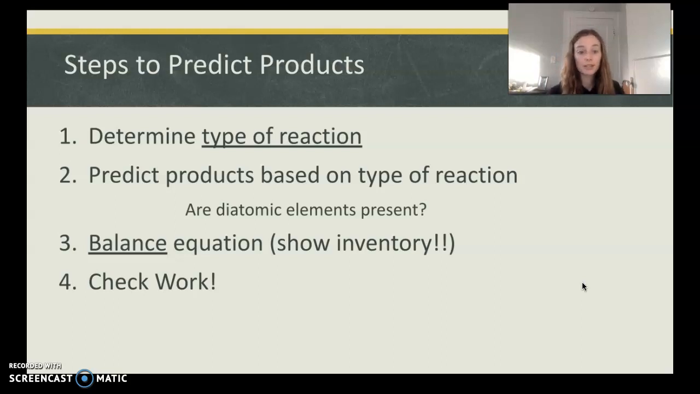Number 2 is you'll predict the products based on the type of reaction. And we always want to ask ourselves the question, are diatomic elements present? And we'll talk about that in 1 minute, what a diatomic element means. Next, you need to balance your equation and of course show all of your inventory, and throughout this whole process make sure you're checking your work and you're showing all of your work as well.